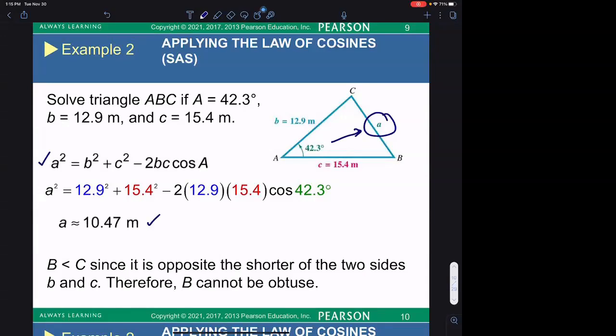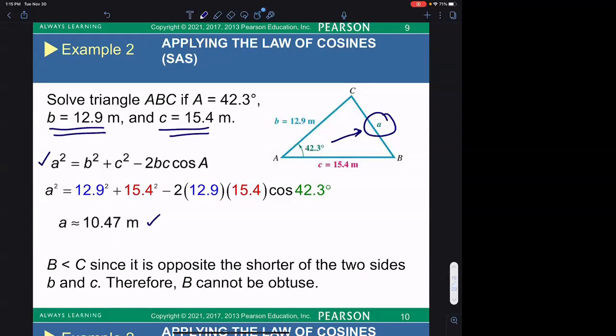Now, they do make a note here. It says B is less than C. They're talking about the angles. Angle B is less than angle C. Well, we don't know what those angles are, so how would we know that? Well, that comes from the fact that side C is bigger than side B. So angle B is less than angle C since it's opposite the shorter of the two sides. Therefore, B cannot be obtuse.